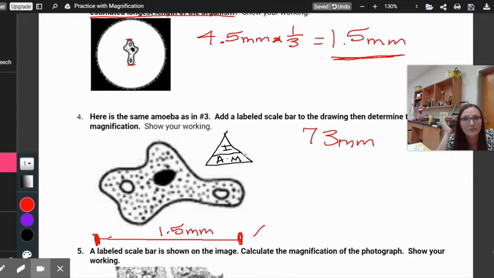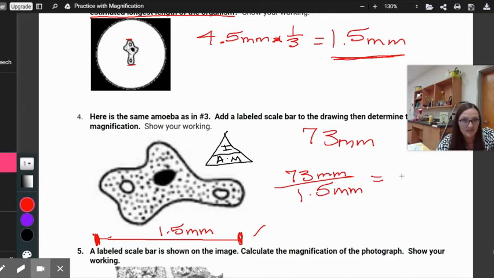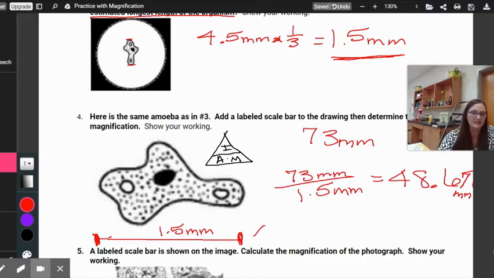So in this case, we're looking for magnification, the M, that's what that stands for. And so what we need to do is take the image size and divide it by the actual size. And so what that looks like is we take 73 millimeters and we divide it by 1.5 millimeters, okay? And that's going to give us 48.67 millimeters.